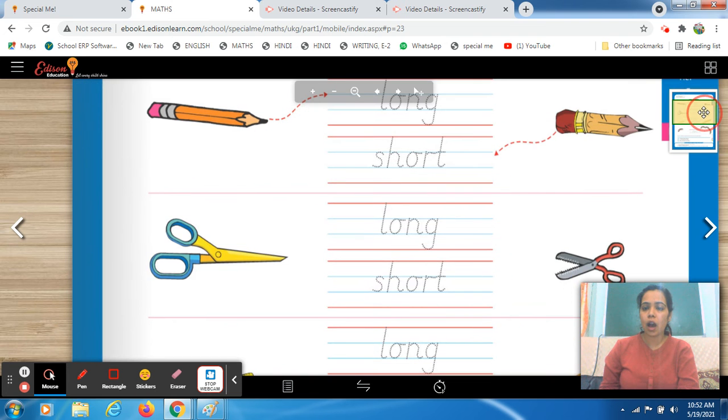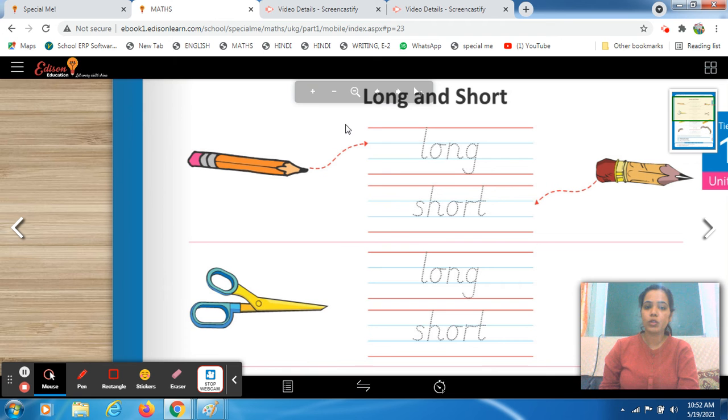Alright, so now we are moving ahead. So the caption is long and short. Long and short के बारे में मैम ने अभी आपको बताया कि when the objects are lying somewhere and if you have to measure the length, तो आप long term use करते हो, ठीक है. So see, both of the pencils, one is long, long means लंबी, short means छोटी, right? So this pencil is long and this pencil is short.